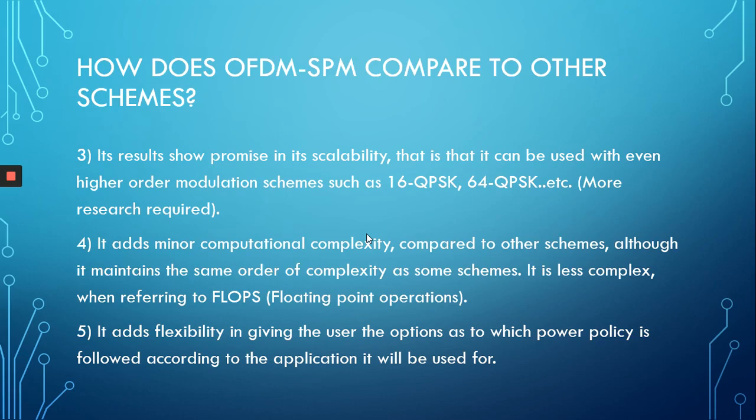Even though OFDM-SPM and some other schemes might have receiver complexities in the same order, when we look at it from the point of view of floating point operations, OFDM-SPM is far less complex. And furthermore, OFDM-SPM adds flexibility, as we said. This is important as it allows it to introduce itself as a solution for many different applications. And that's exactly what 6G and IoT need.